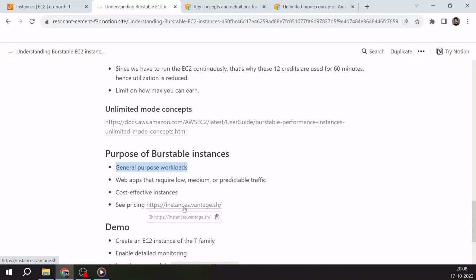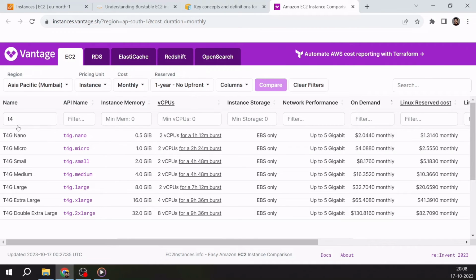So you can go to this website, and I will just close this, and here you can see, okay, I have already selected the T family. So if you see T4G small, I have selected 2 GB instance memory and 2 vCPU, and it is only costing me 8 USD per month.